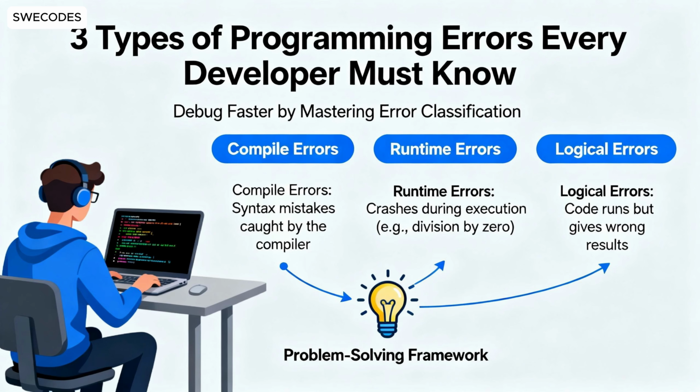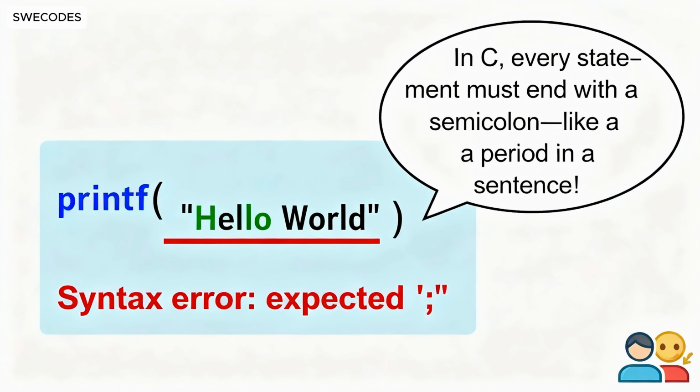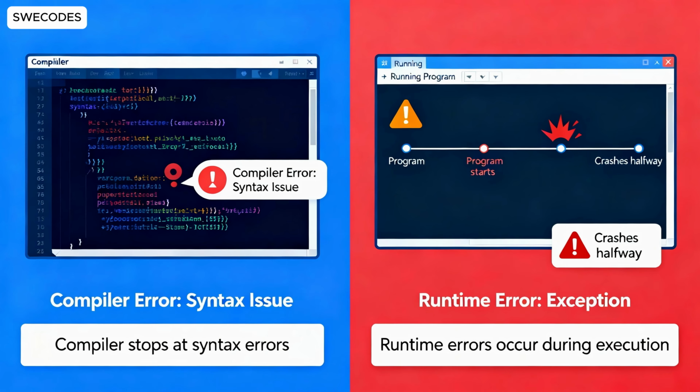First up, the syntax error. Think of this as a grammar or spelling mistake for the computer. Programming languages like C have strict rules, the syntax. If you break those rules, the compiler, which translates your code into machine language, will stop and complain. Look at this Hello World program. Can you spot the bug? It's right here. In C, every statement must end with a semicolon. It's like the period at the end of a sentence. We missed it. The good news? Syntax errors are the easiest to fix. The compiler literally won't build your program and will usually tell you the exact line number where it got confused. It's your first line of defense.